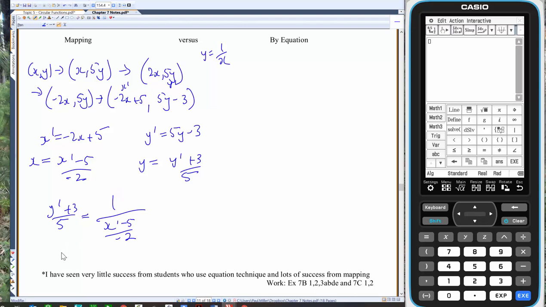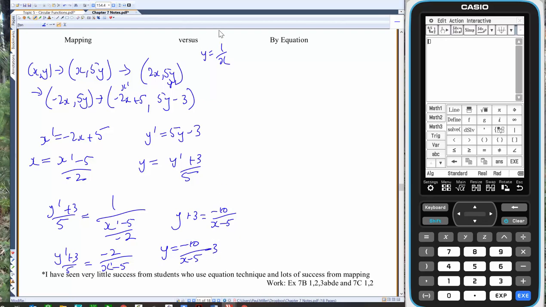All right, now we've got y dash plus 3 on 5 equals, now what's going to happen is when I divide 1 by all of this, that's going to be a reciprocal. So we're going to go negative 2 over x take 5. Still got the dash there. I'm going to multiply by 5. Okay, so I'm going to drop the dashes at this point. I'm going to say y plus 3 equals negative 10 over x take 5. And then I've got y equals negative 10 over x take 5 take 3.